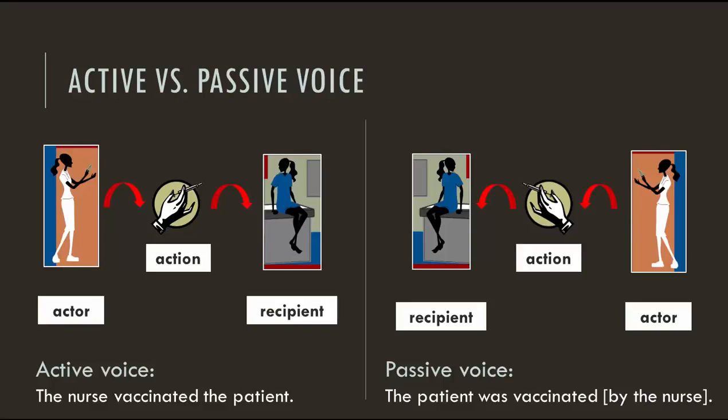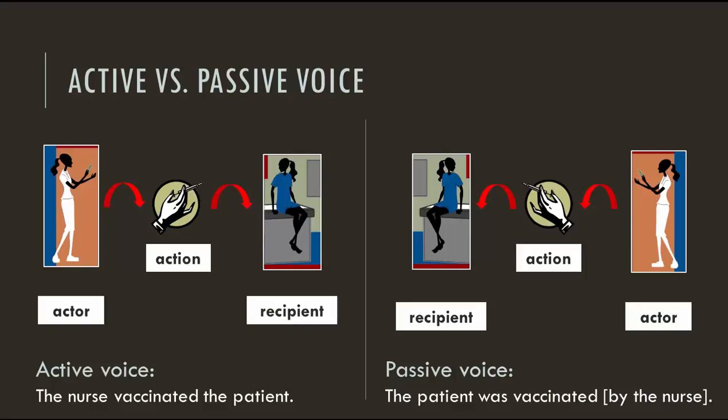Active and passive voice can be used to convey the same information, but each has a different emphasis. In active voice, the focus is on the actor, the person or thing performing the action. So in the sentence, "The nurse vaccinated the patient," the actor, in this case the nurse, is the subject of the sentence. That subject performs the action, vaccinating, on the recipient of the action, the patient.